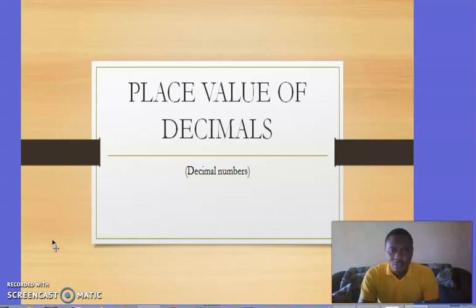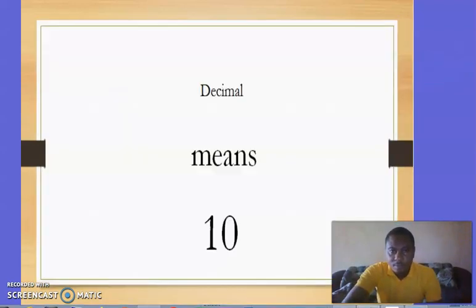Today we're going to be learning about the place value of decimal numbers. Decimal means 10. Now we will notice that in our present day calendar we have 12 months.